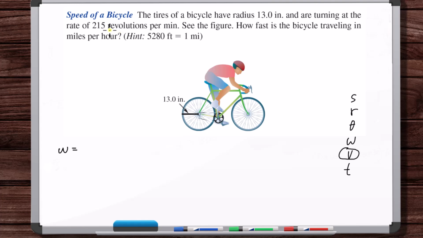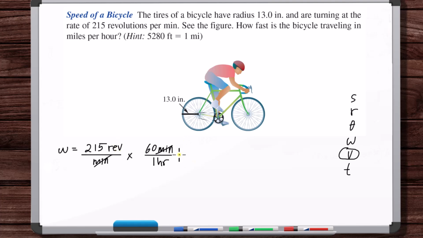So we're going to actually convert this to a rotation. We're going to do radians per hour. Okay, we know that the omega of the tires is 215 revolutions per minute. We can easily get minutes to hours: there's 60 minutes in 1 hour. So if we take 215 times 60, that gives us the omega of the tires in revolutions per hour.